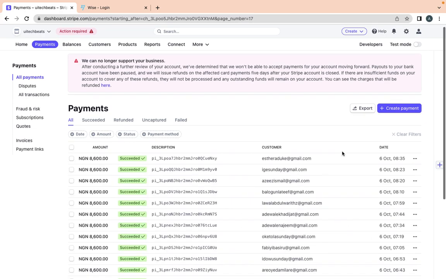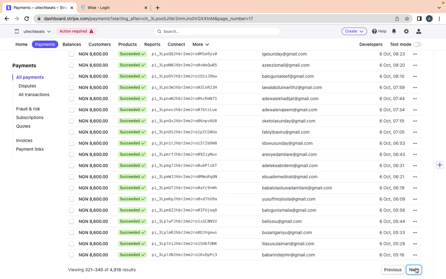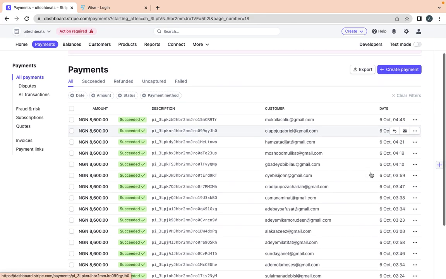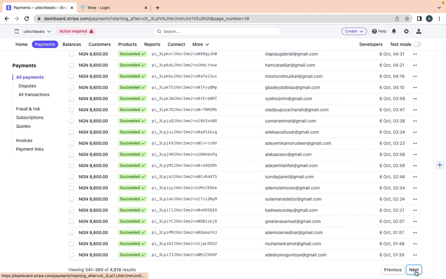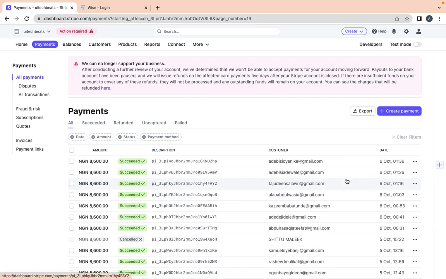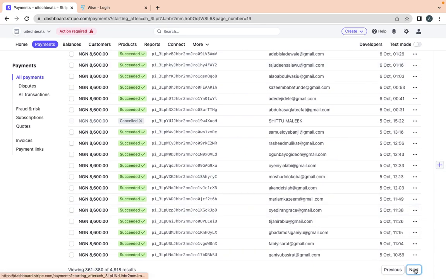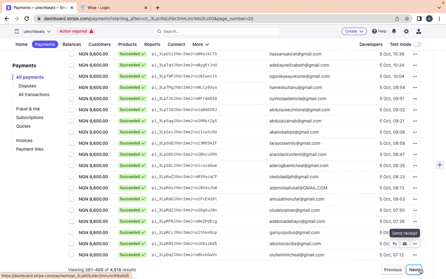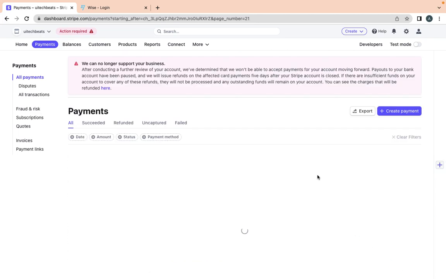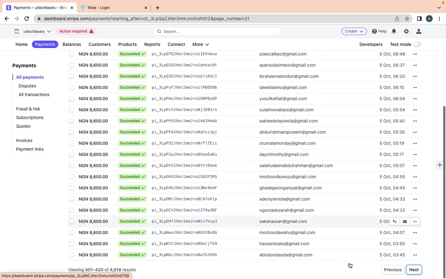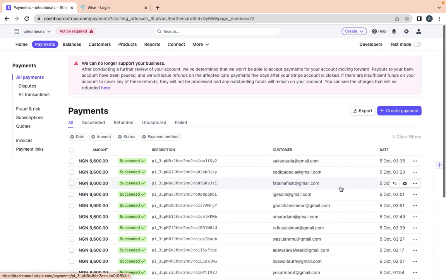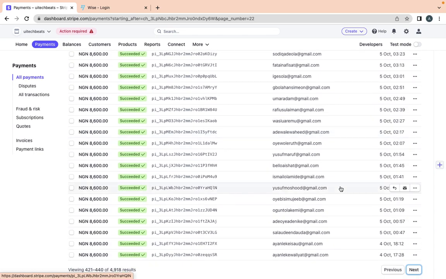Because once you have more than $5,000 in your account balance, then Stripe is going to review your account, and if they see that you are selling digital services, that means you don't have any proof of what you are selling. Although I had a proof because I had a website, but they don't like people selling digital services.